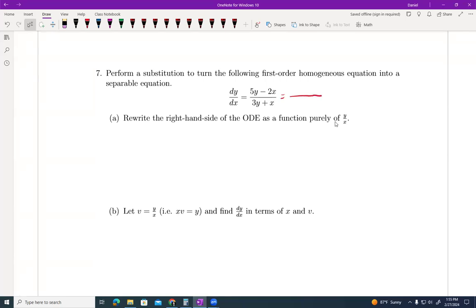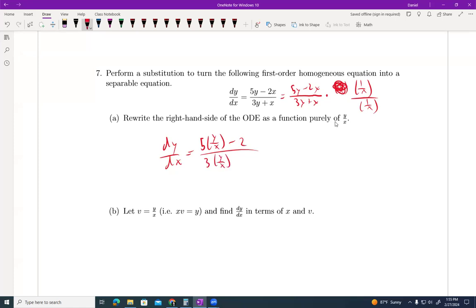I'm just going to multiply the numerator and the denominator by y over x. Oh, sorry, by 1 over x, my mistake. 1 over x divided by 1 over x. So when I do that, I get that dy/dx is equal to 5 times y over x minus 2 over 3 times y over x plus 1, since the x's cancel out. All right, and that's all I wanted for part A.